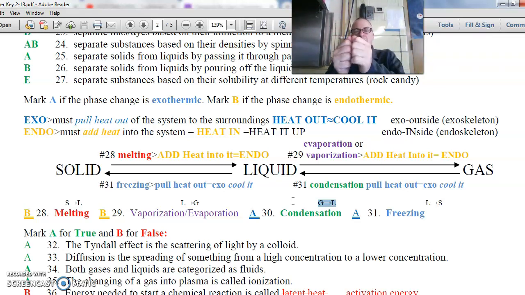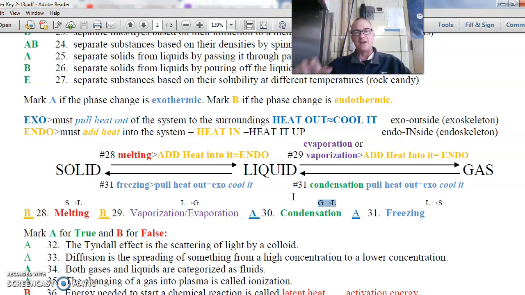When it's a liquid, the molecules have to pull on each other. When it's a gas, they're going by too fast to pull on each other. So we have to slow them down. We have to lower the temperature. To lower the temperature, remember, temperature is the average kinetic energy of the molecules. So to get a gas to condense back to a liquid, we've got to slow those molecules down.